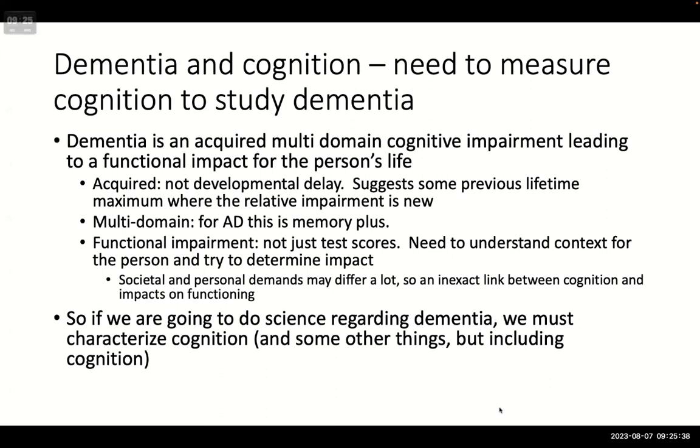The multi-domain part, it can't just be memory, it needs to be multiple different domains, and we'll come back to that a little bit. And then the functional impairment part. So this isn't just something you can diagnose with test scores. We need to understand context for the person, because there's a big difference between people and their social demands, their personal demands on their cognition. What do they need to do in their life? And if every whim is catered to, it's very difficult to have a functional decline. And if they're taking care of themselves by themselves, then they might need to be on top of their game in order to not have a functional impairment. So there's an inexact link between cognition and the impact on functioning. So if we're going to do any science regarding dementia, I think we really have to characterize cognition. And we also have to characterize other things if we're studying dementia, but cognition is certainly one of them.